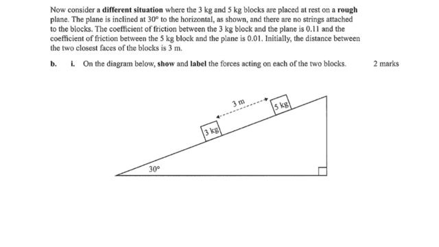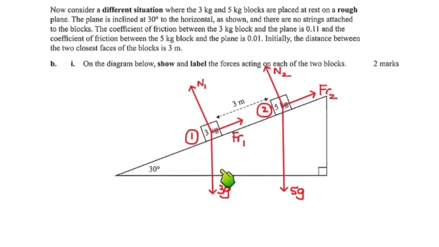So what we're doing here is, on the diagram below, show and label the forces acting on each of the two blocks. Yes, that's alright, we can just do that. So what have we got here? We've got 3G gravitational, we've got N1, the normal to the plane at position 1, and we've got friction force 1. Same thing over here, we've got 5G gravitational, we've got the normal force N2 acting on the 5 kilogram block, and then we've got the friction force 2.